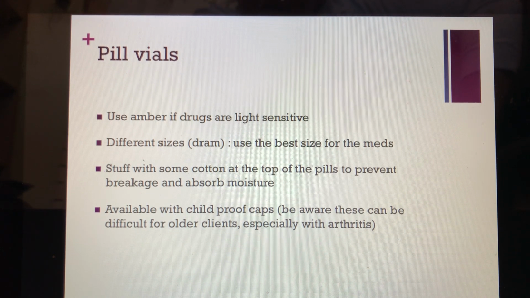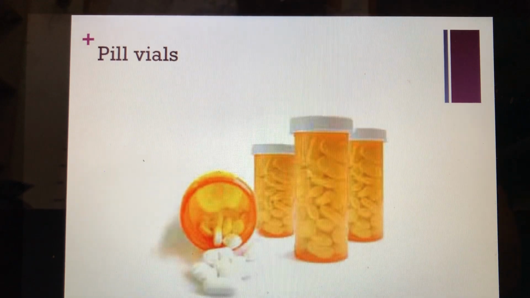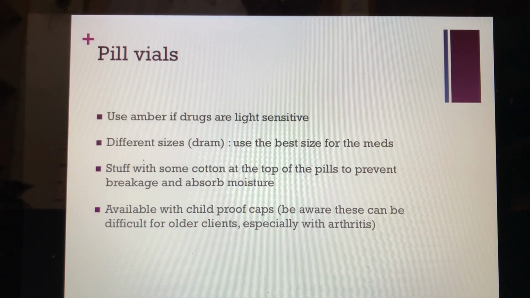They also come in different sizes. The sizes for pill vials are listed as dram. That's the unit. I think these are all kind of the same size. These look like probably 30 dram to me, is my guess. There are smaller ones, there are bigger ones, and then there are huge ones. Ideally, you want to choose the size that fits the medication the best. Sometimes you just don't have a choice because you're dispensing 3 pills. You're just going to use the smallest one, but there's still going to be a lot of space.